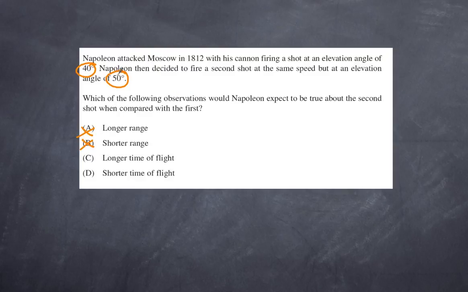However, although they have the same range, if it's fired at a higher angle, it's under the influence of gravity for a longer time, so it actually has a longer time of flight. And so the question says, which is true about the second? So that's the 50 degrees. Well, it clearly has a longer time of flight, and D is therefore also ruled out.